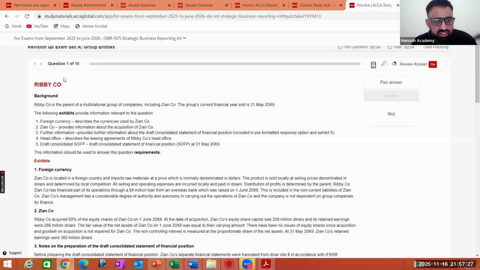Like here, question number 1 from the ACCA Study Hub. This is the Ruby company. Kindly note, this is your practice question. It is on the consolidated statement of financial position.